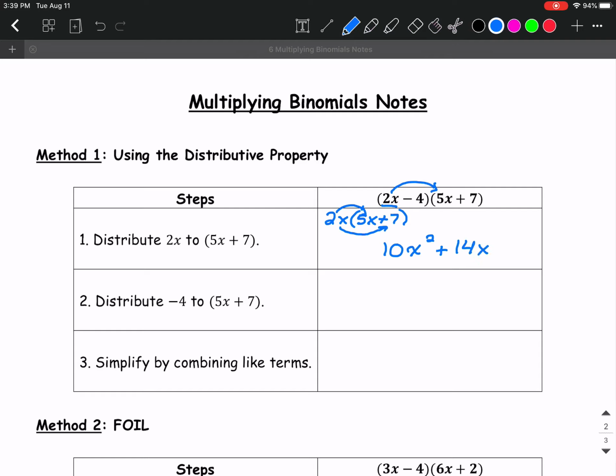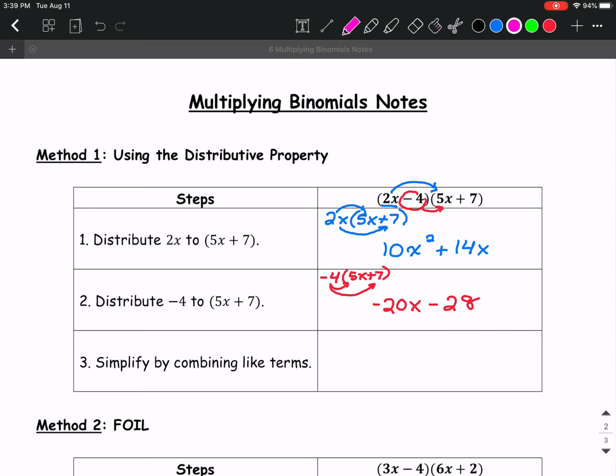Okay? Now we're going to take the -4 and we're going to distribute. So we're doing -4 times that whole parentheses, 5x plus 7. So -4 times 5x, that's -20x. And then -4 times 7, that's -28. Okay, that's -28. So now we've distributed the 2x, now we've distributed the -4.